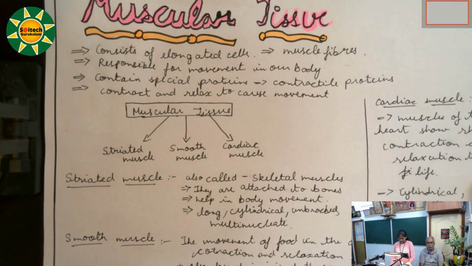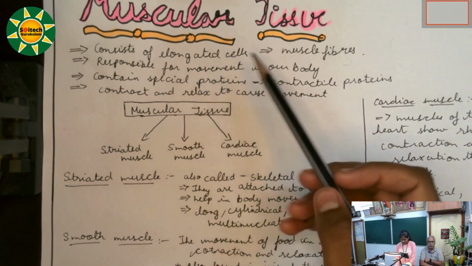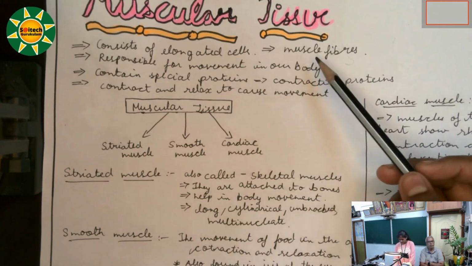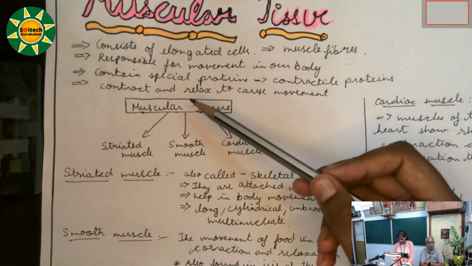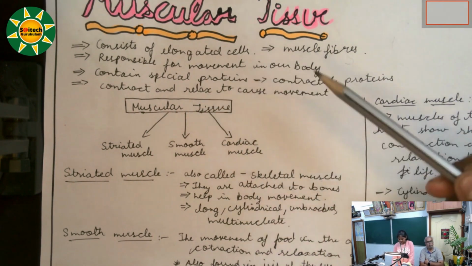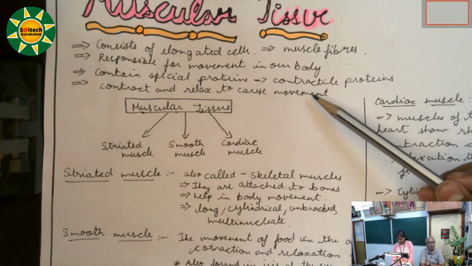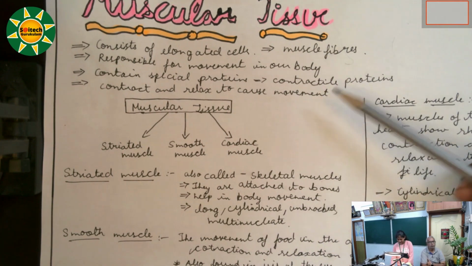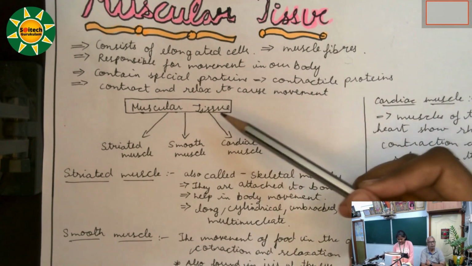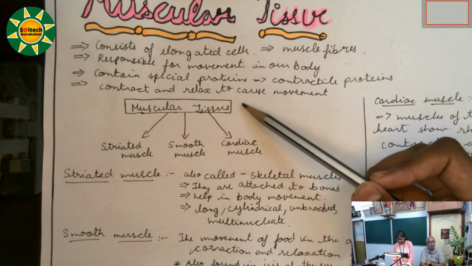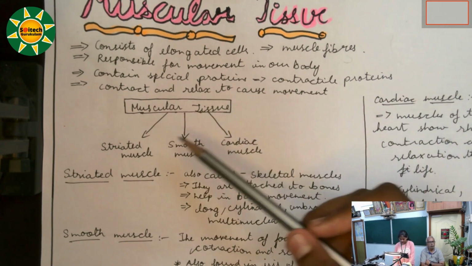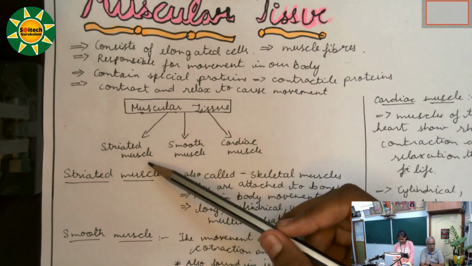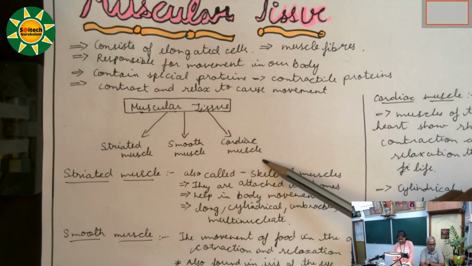Muscular tissue consists of elongated cells, which are also called muscle fibers, and it is responsible for movement in our body. It contains special proteins called contractile proteins, and the contractile proteins contract and relax to cause movement. Muscular tissue is majorly divided into three: striated muscle, smooth muscle, and cardiac muscle.